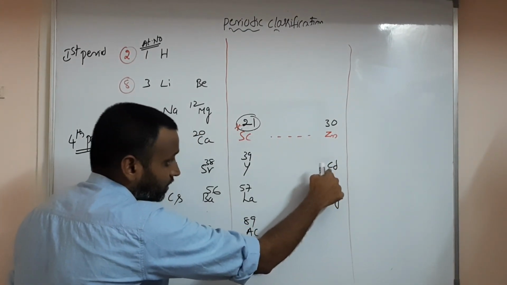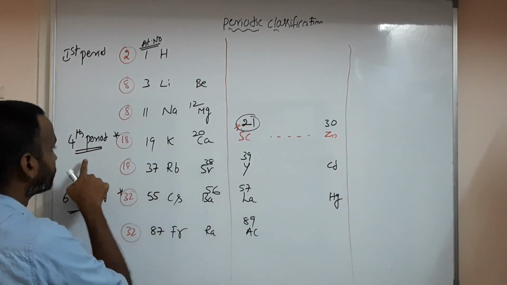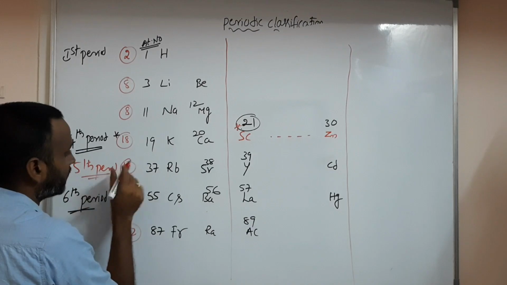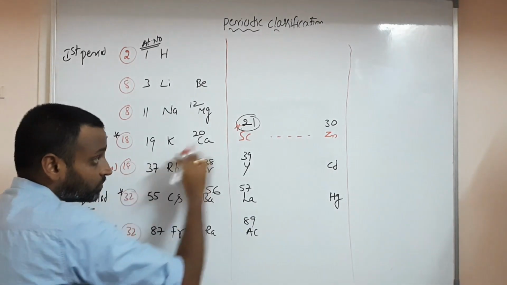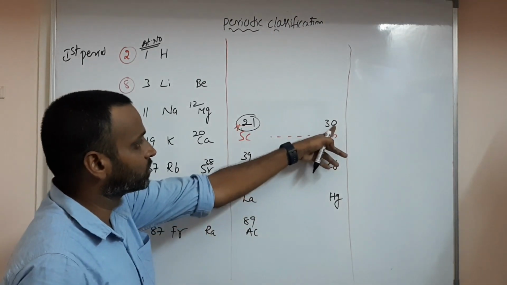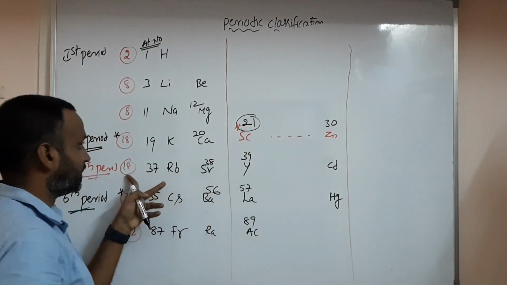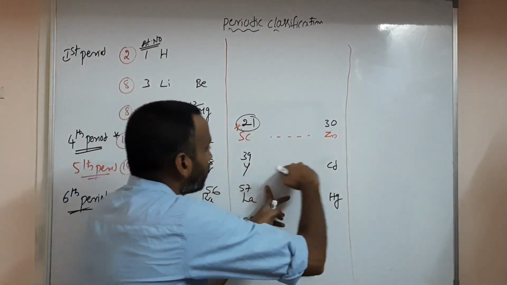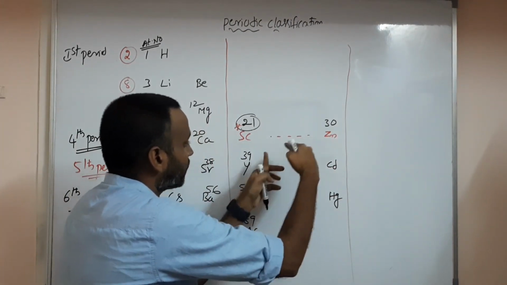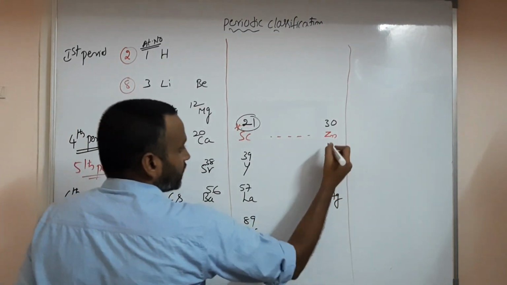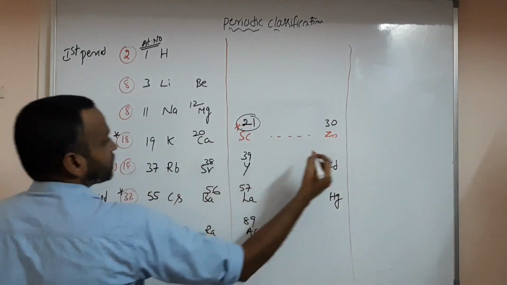So cadmium belongs to which period? Fifth. So in the fifth period, how many elements are there? Those we have to add to the above atomic number. So cadmium above is what? 30. 30 plus this 18. Below one, we have to add, because cadmium is coming after all these elements: yttrium, zirconium, niobium, molybdenum, technetium, like that. So here 30 plus 18 is 48.